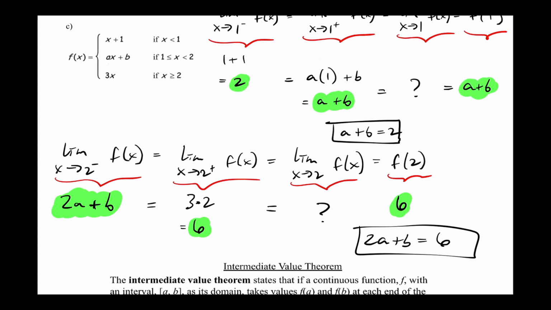This is what I'm going to do now. I have to figure out what a is equal to and what b is equal to. So I have two equations. They're two linear equations because there's no squareds or anything. So what I'm going to do is set up a system of equations. Systems means more than one equation.